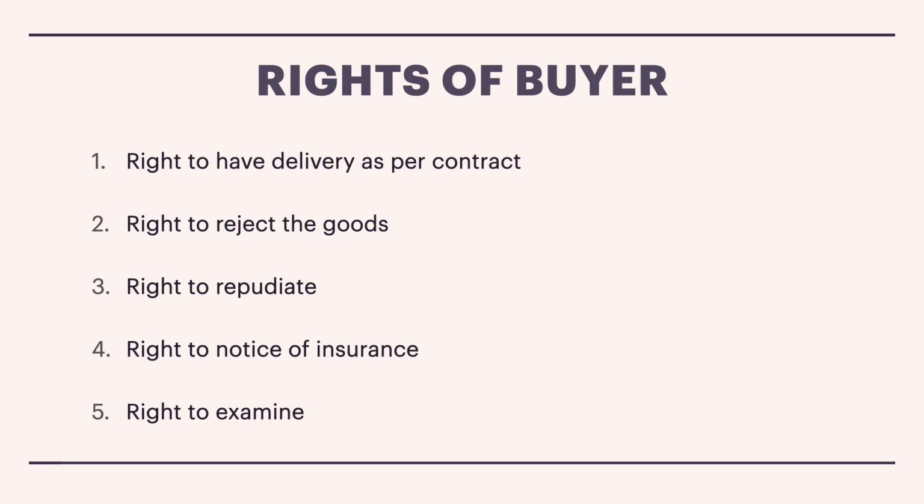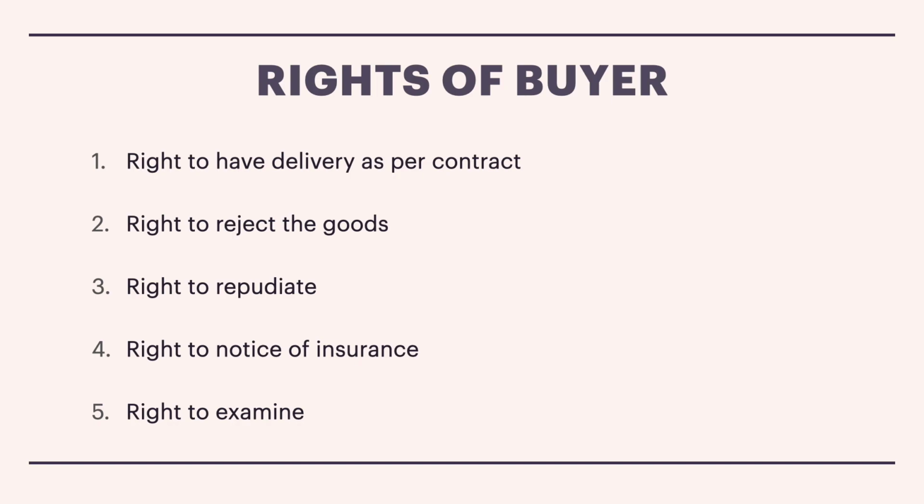The second right of the buyer is to reject the goods. Whatever is agreed upon only must reach the buyer. If he has ordered 100 kgs and the seller sends him only 75 kgs, then the buyer can reject those goods. He can demand the exact quantity agreed upon, neither less nor more. Equal to the price the buyer has paid as consideration to the seller, the quantity of goods must reach the buyer.